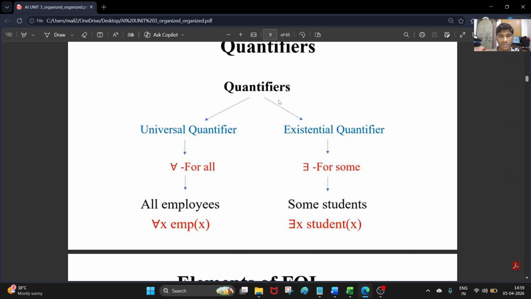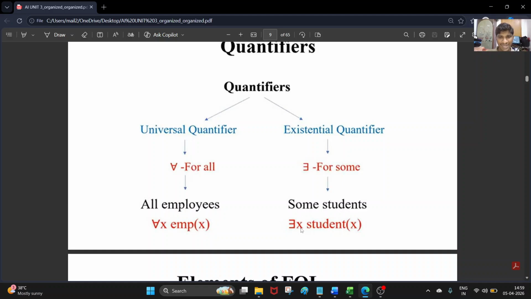Next is quantifiers. There are two types of quantifiers, universal quantifier and existential quantifier. The universal quantifier is represented as ∀, that is, for all. The existential quantifier is represented as ∃, that is, for some. For example, all employees: for all X, employee of X.